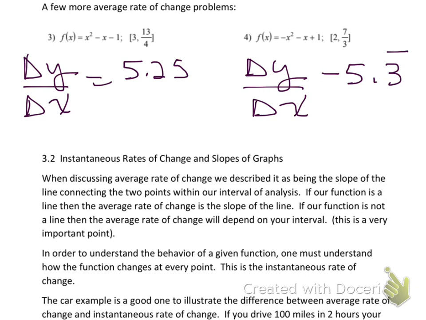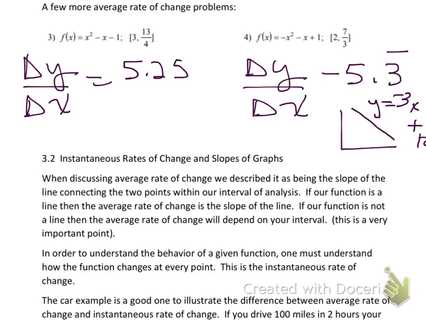All right, so that is a secant line. If our function is a line, then the average rate of change is just the slope of the line. So for example, if your function was this line, y equals negative 3x plus 10, the rate of change is always going to be negative 3. That's the slope of a line.